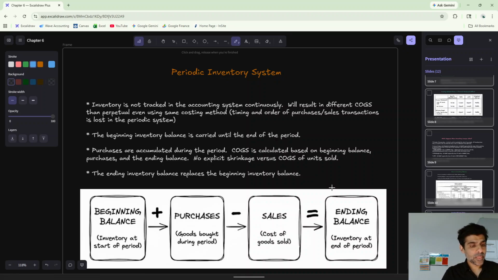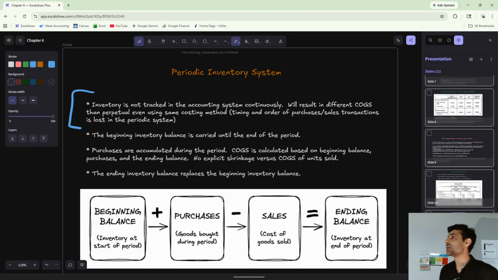In a periodic system, the inventory is not tracked in an accounting system continuously. So we talked about how businesses have their point of sale systems where they scan the item and they scan it when it comes into the warehouse, and they have a very sophisticated inventory management system that's tracking everything kind of real time. Not all businesses have that. Like a small business, like a small retailer, they're not gonna maybe invest in that level of sophistication. And so maybe what they're gonna do is just do physical counts at the end of each period.